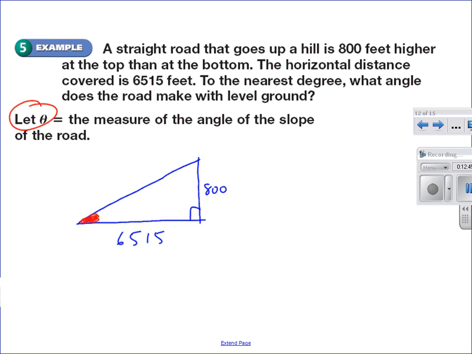So now for this theta here, what do I have? Let's see, I have an opposite and I have an adjacent. Well, that makes tangent, and that's really the question I need answered. So the tangent of theta equals 800 over 6515. Okay, so now I'm going to do that inverse idea again.